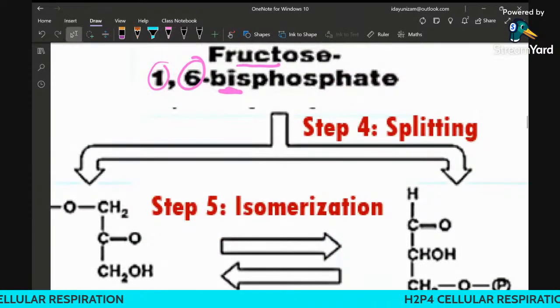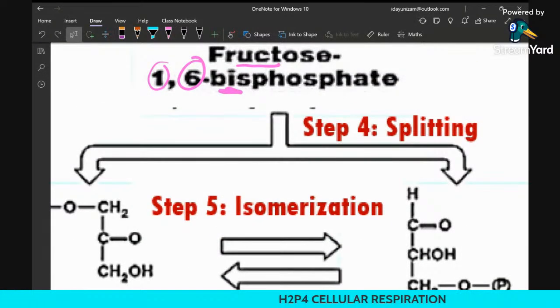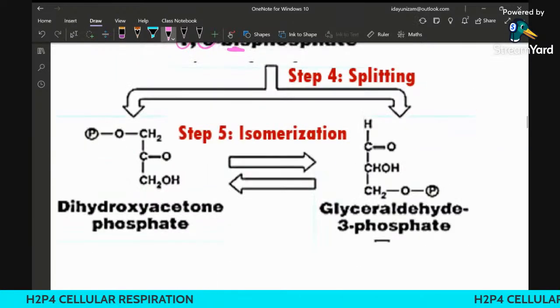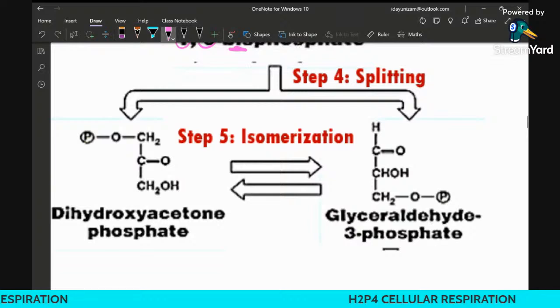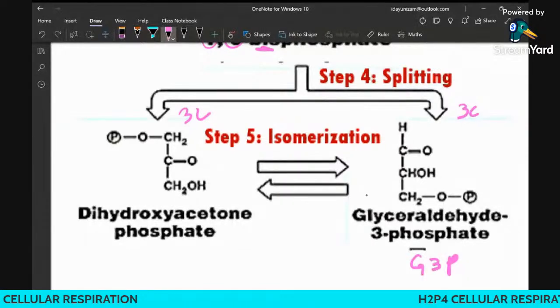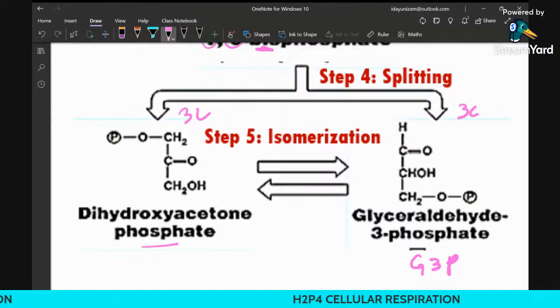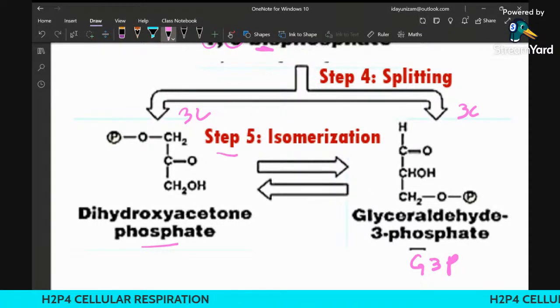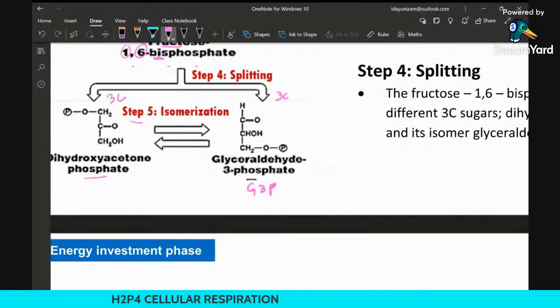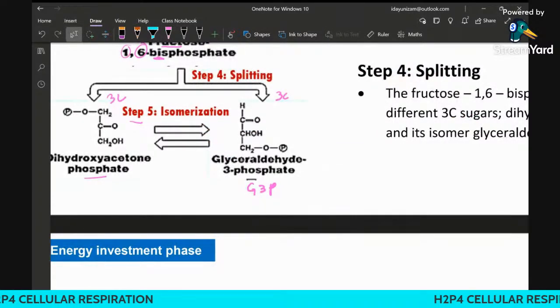So when this fructose-1,6-bisphosphate splits in step 4, it becomes 2 molecules which consist of 3 carbons each. One is called G3P, and another one is dihydroxyacetone phosphate. This dihydroxyacetone phosphate needs to undergo one step, which is step 5, where it will isomerize. That means rearrange the molecule to become G3P. Okay, so for the investment phase, all 5 steps are done already.